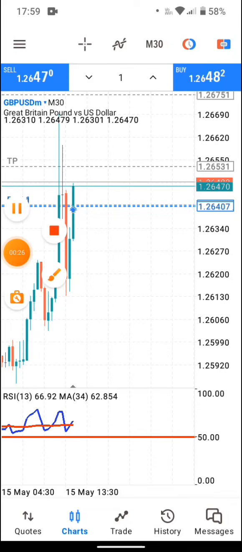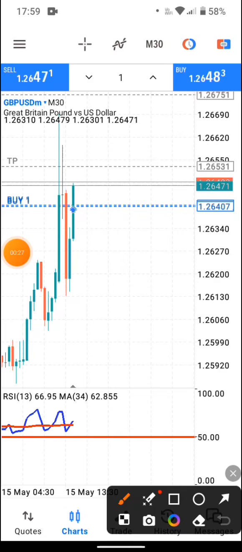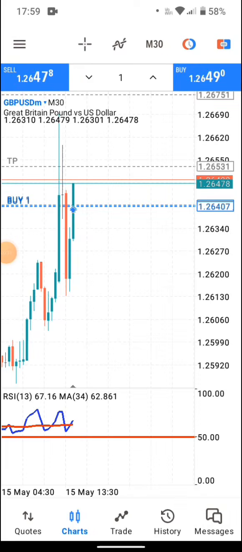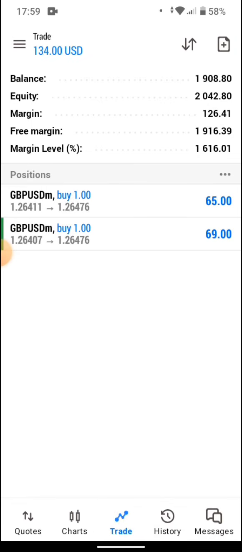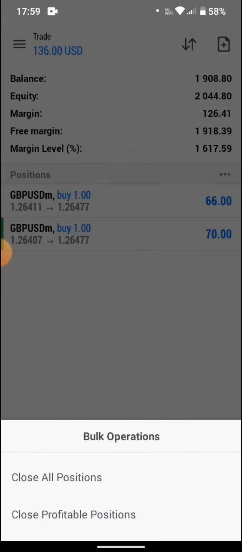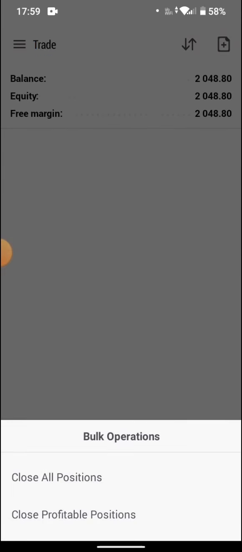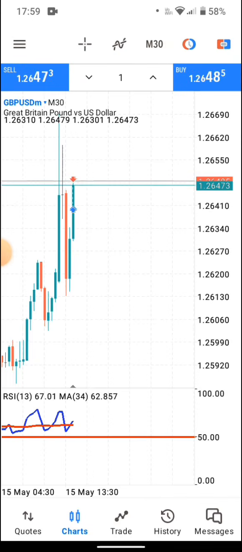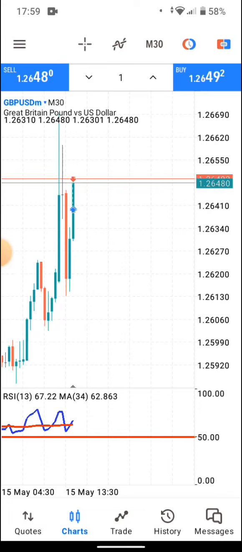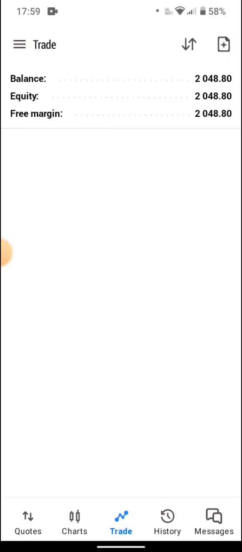So our $500 is over 2000 now. You can see here from the RSI still trying to move above the 34 moving average. Okay, so guys, our account now, we are going to close this trade. So we have closed all our trades and our $500 is now $2,048.